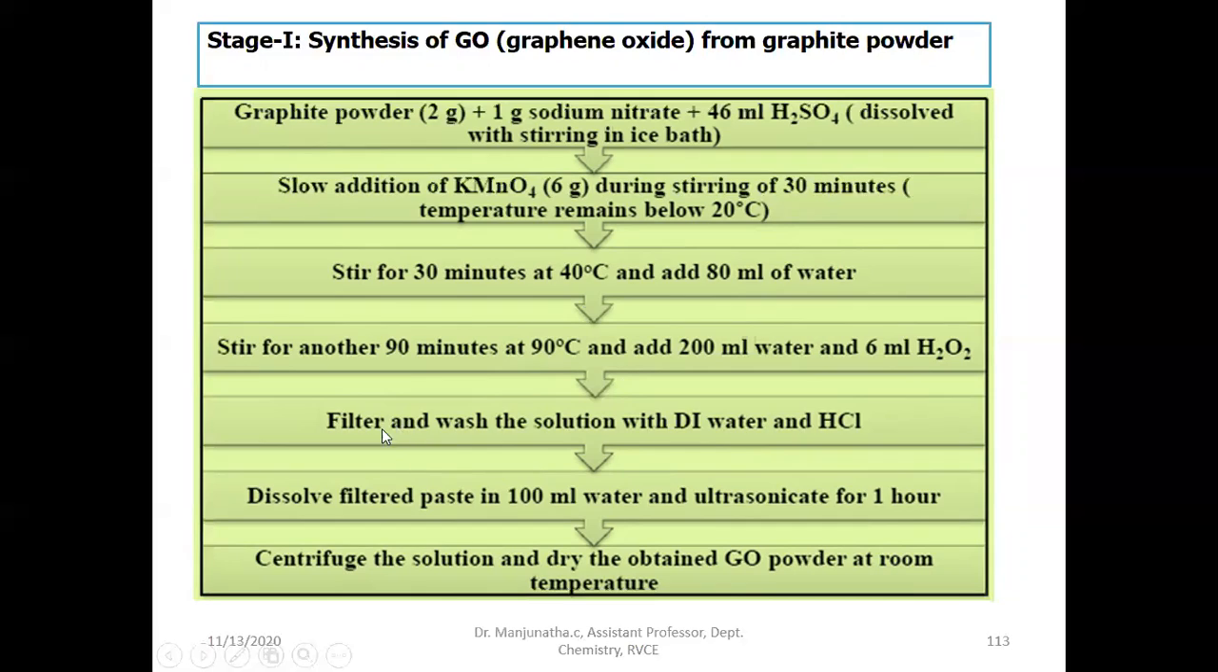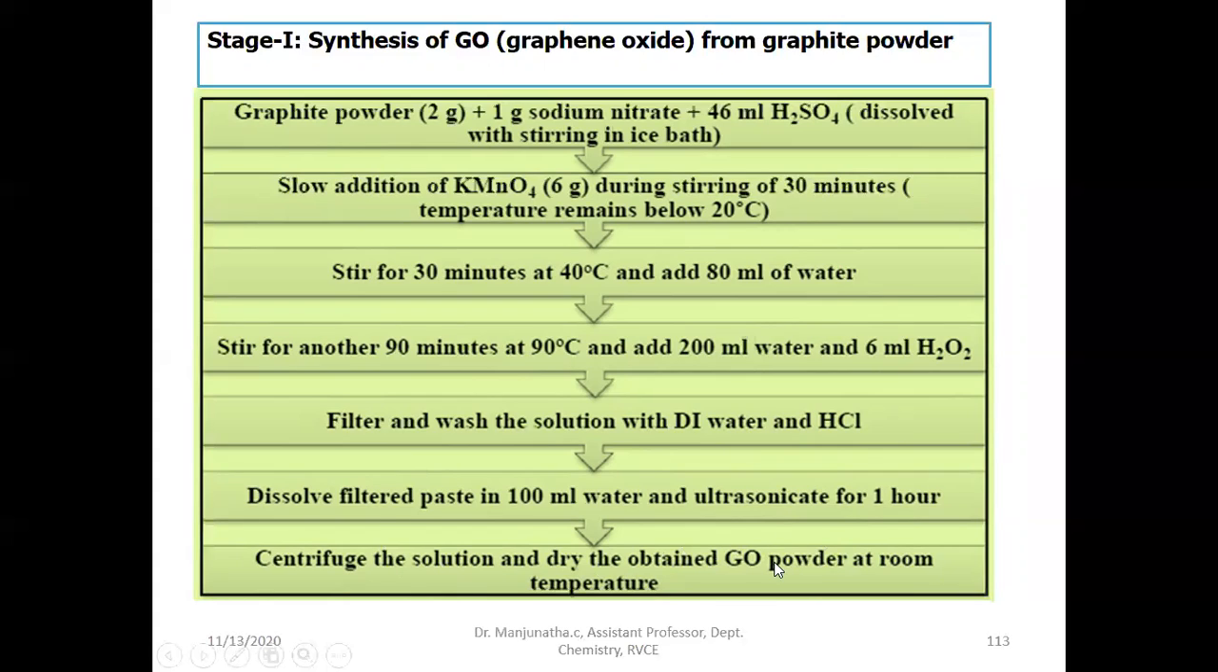Then that graphitic oxide is filtered using deionized water and hydrochloric acid to remove any basic impurities, and it is filtered using a centrifuge. Then it is subjected to ultrasonication. After taking out the graphitic oxide in the water medium, it is ultrasonicated for 1 hour. So all the graphitic layers get separated, and you will get graphene oxide layers. That is extracted by centrifuging the solution at room temperature. Then that graphene oxide solution is washed with deionized water several times.